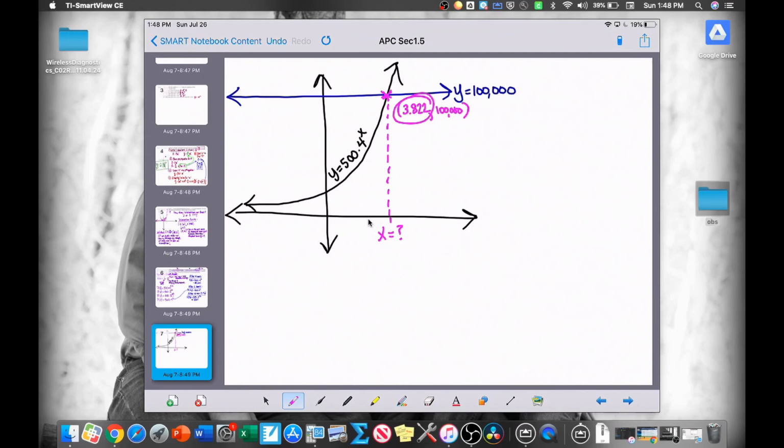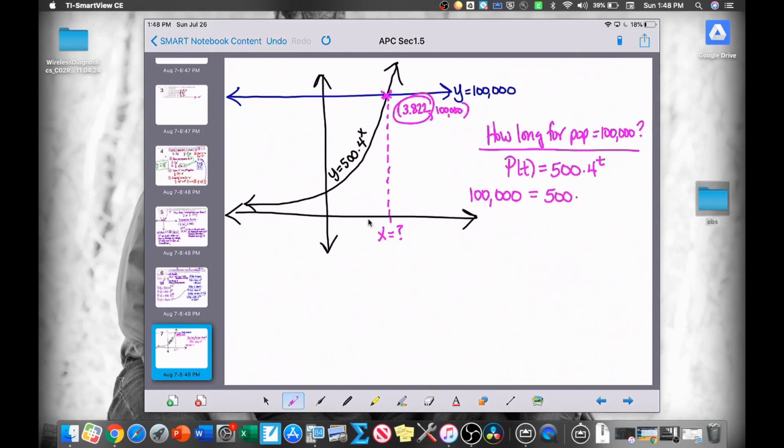Now, we should be able to produce this same answer using algebra. So if I go back and I say, well, how long for my population to equal 100,000, that's my final question that I want to answer. So I want my final population to be 100,000. So I take my model, my P of t equals 500 times 4 to the t. And 100,000 goes over here. Because I want to know how long it takes to make that happen.